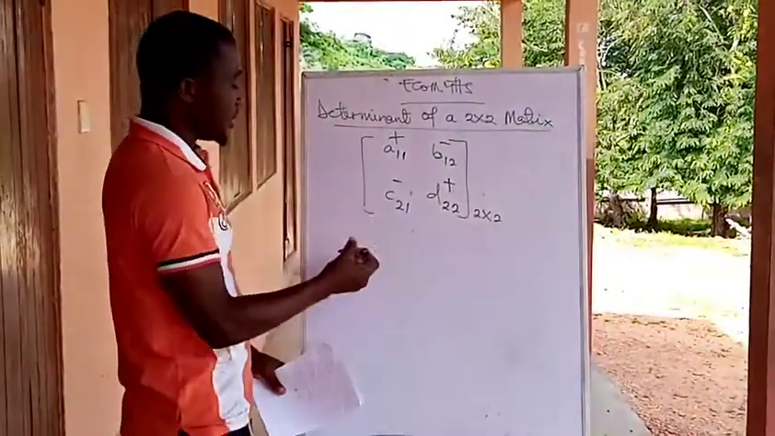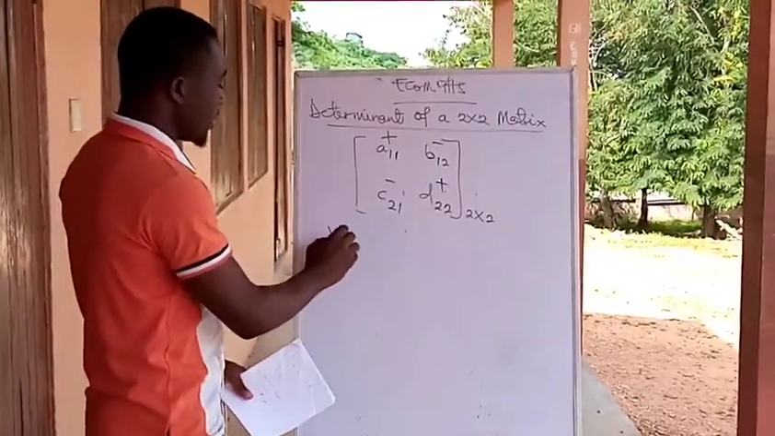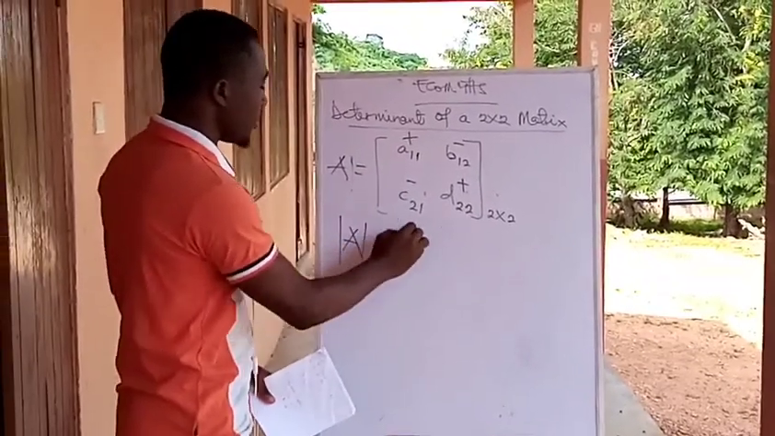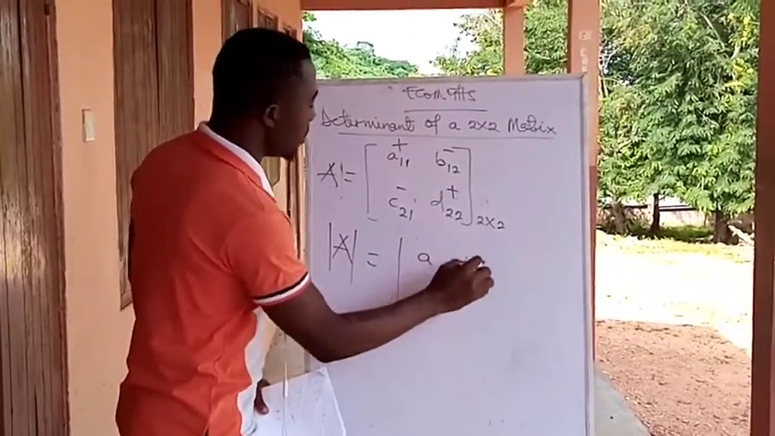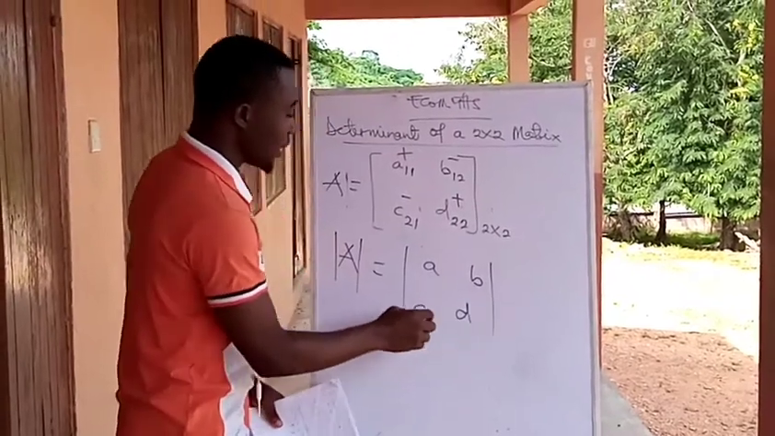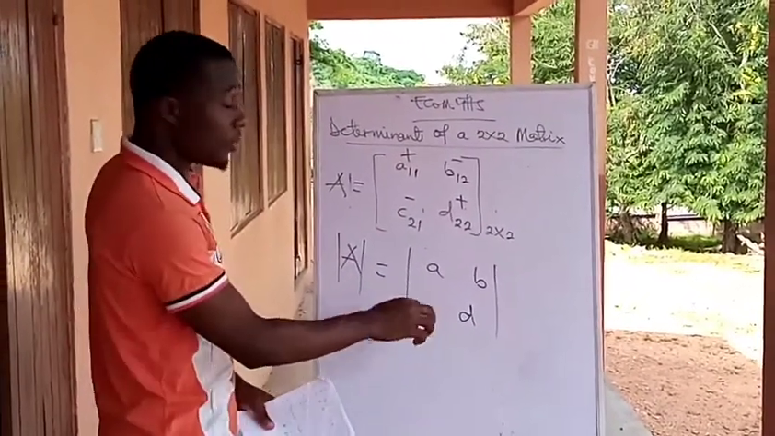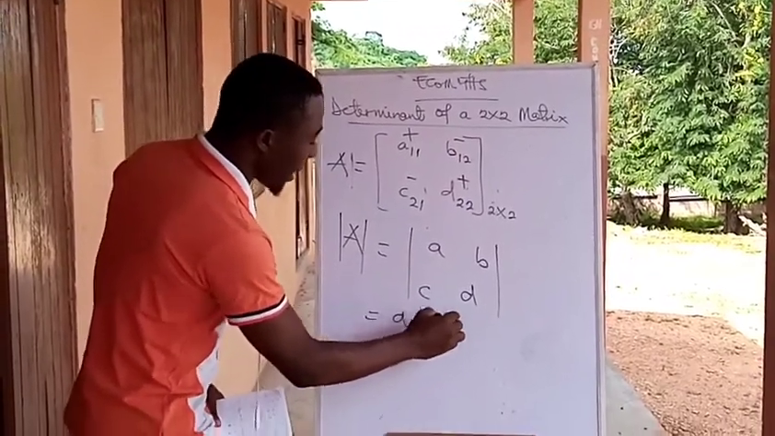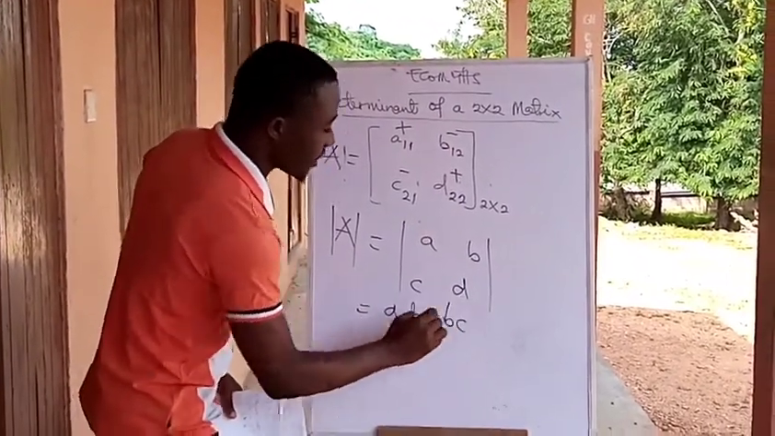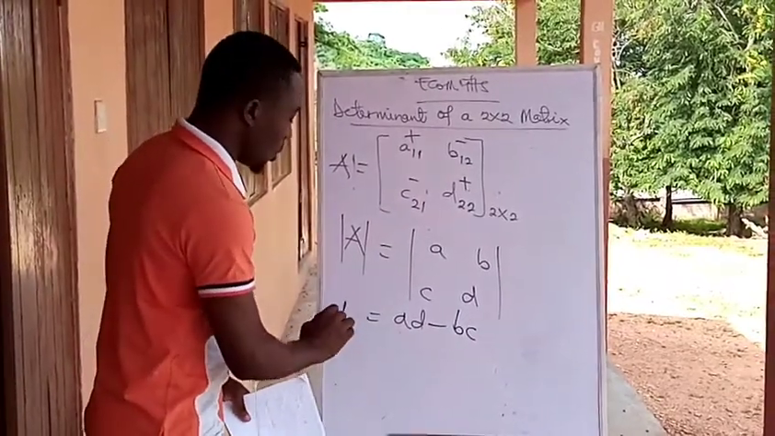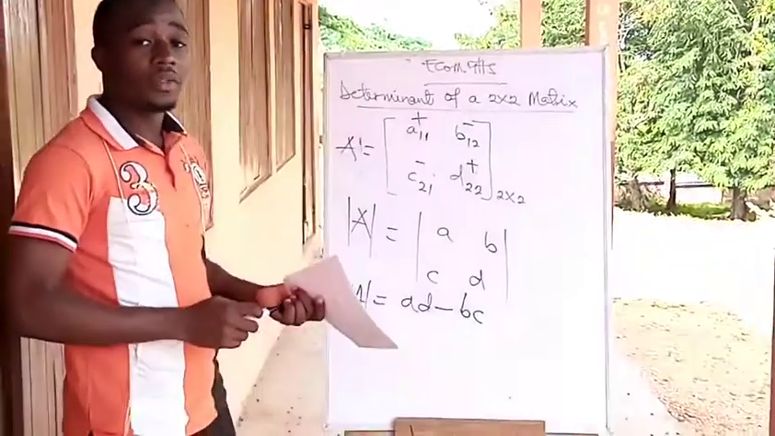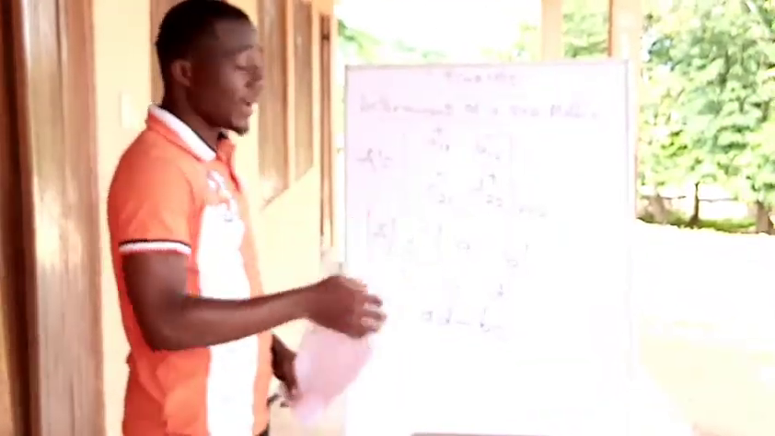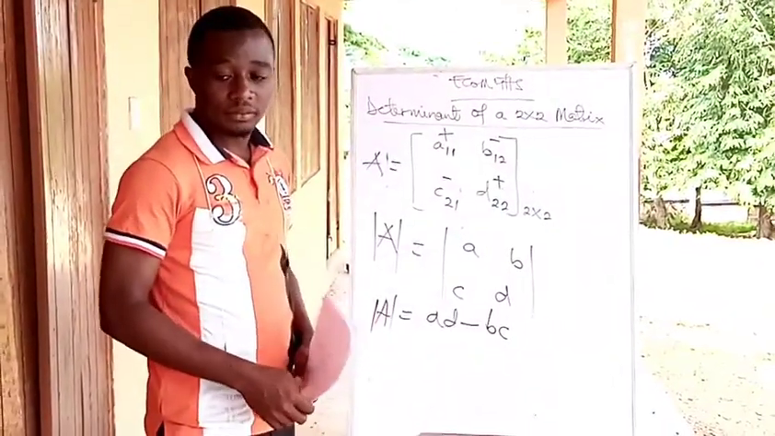So what I'm saying is that if this matrix is A, then the determinant of this matrix, A, B, C, D, is given by the multiplication of what is on the main diagonal, which is A times D, minus B times C, and your result is the determinant of this particular matrix. The next thing we will do is take an example and resolve it.